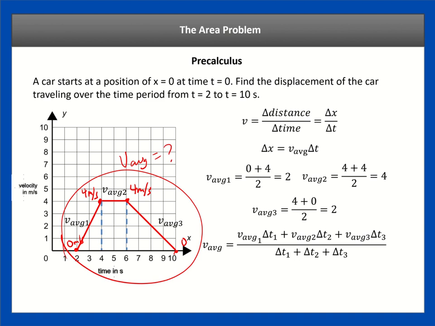That's what we want to find. And so in order to do that, we need to incorporate each of these regions, region 1, region 2, region 3.